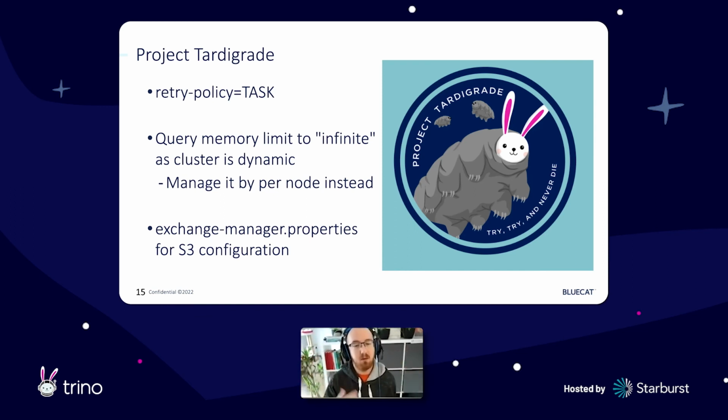So the way that we're getting around that is we're just managing the memory by the per node setting, and we're just at the moment setting the max cluster utilization memory limit to a very large setting. And then we are using the S3 configuration, so we had to enable that.